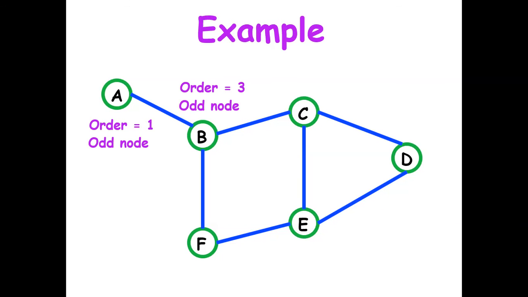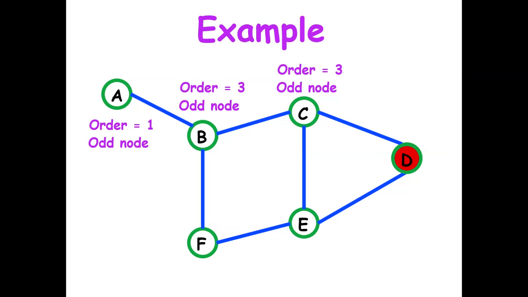Now we've done A and B. Now we'll start again and look at node C. I've coloured that one in red. Let's look at how many arcs go into node C. I've got 1 arc going between B and C, 1 arc going between C and E, and 1 arc going between C and D. So there are 3 arcs that go into node C, which means it's order 3. 3 is an odd number, so therefore it's an odd node.